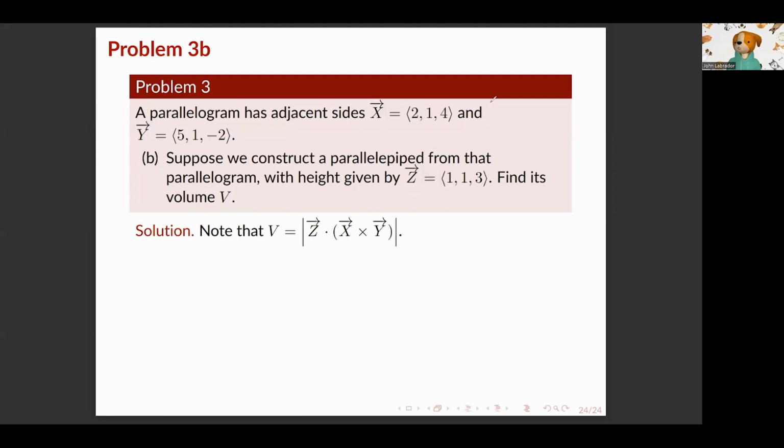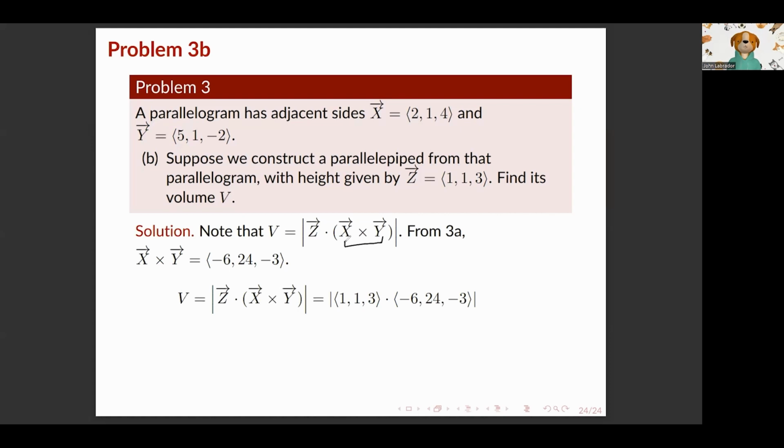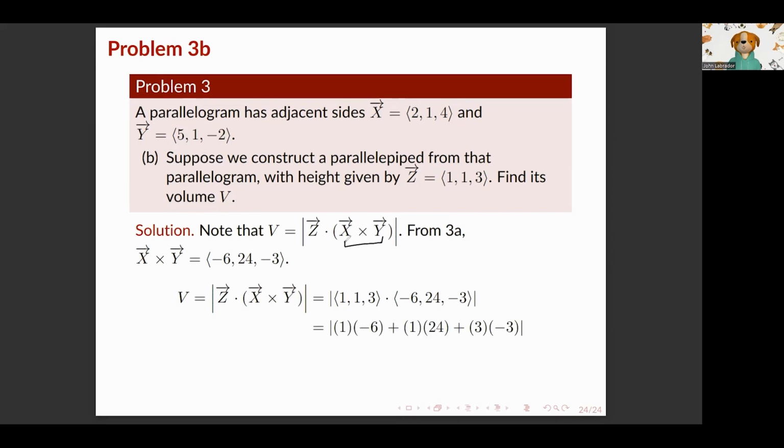Next, we are tasked to find the volume of the parallelepiped with height z right here. So note that the volume is just equal to the scalar triple product, and we already know the cross product of x and y. It is given by negative 6, 24, and negative 3. So with that product, the vector z, which is 1, 1, 3, and that cross product, negative 6, 24, negative 3. So we have 1 times negative 6 is equal to negative 6. 1 times 24 is just 24. 3 times negative 3 is just negative 9.